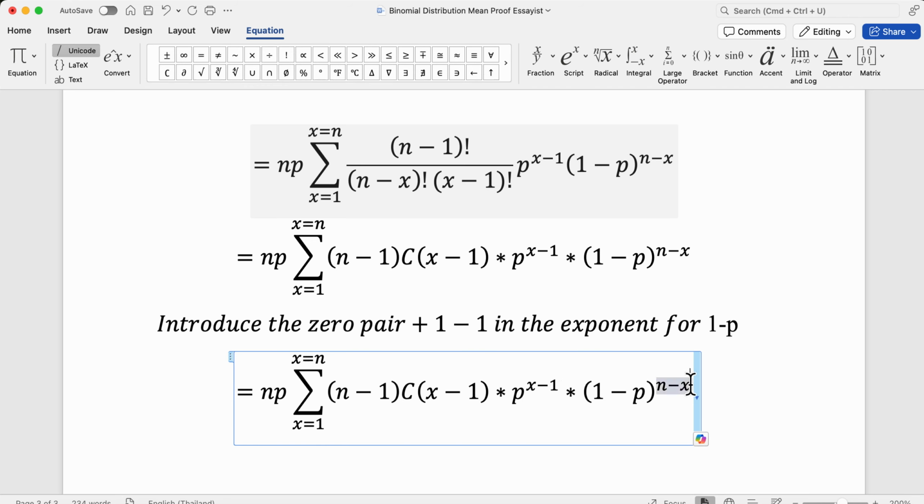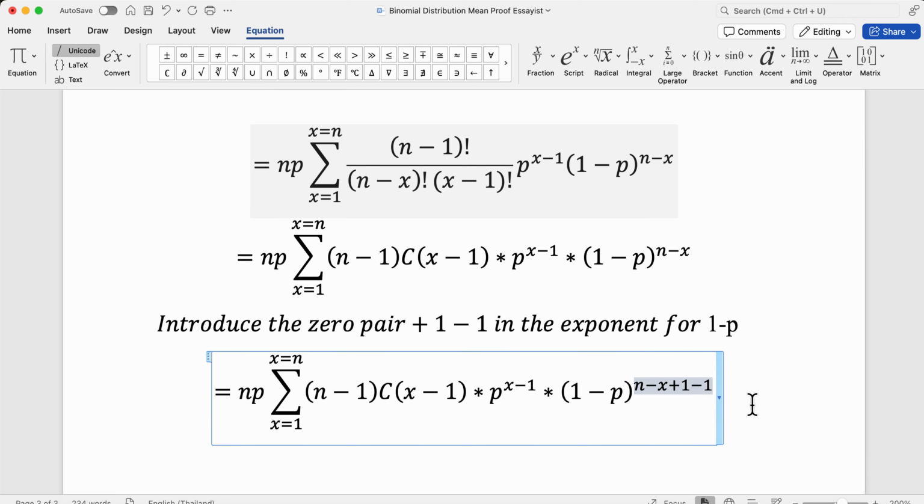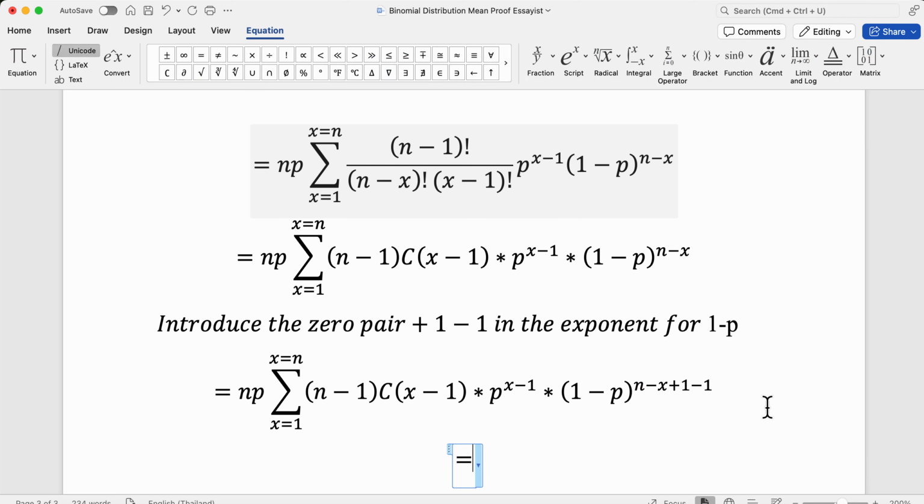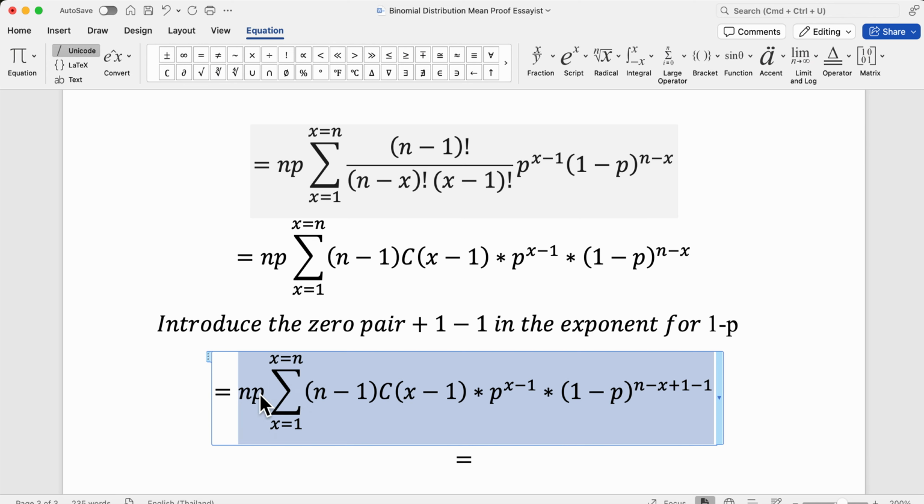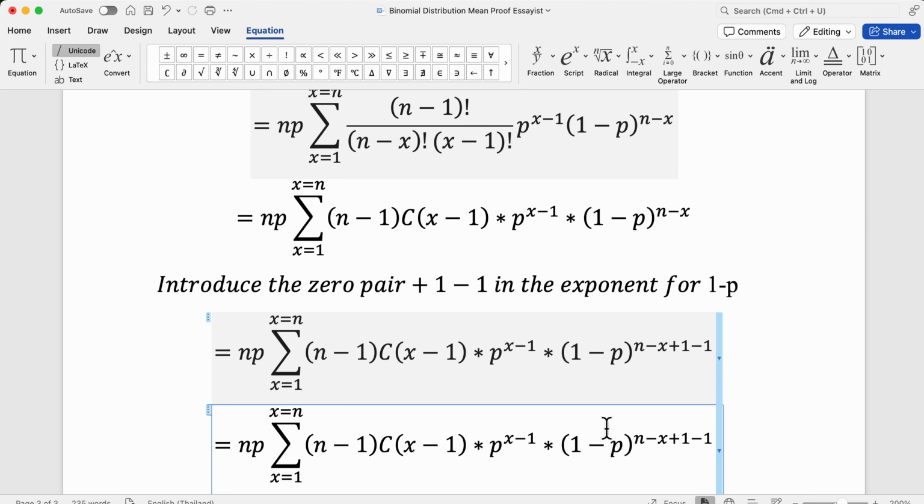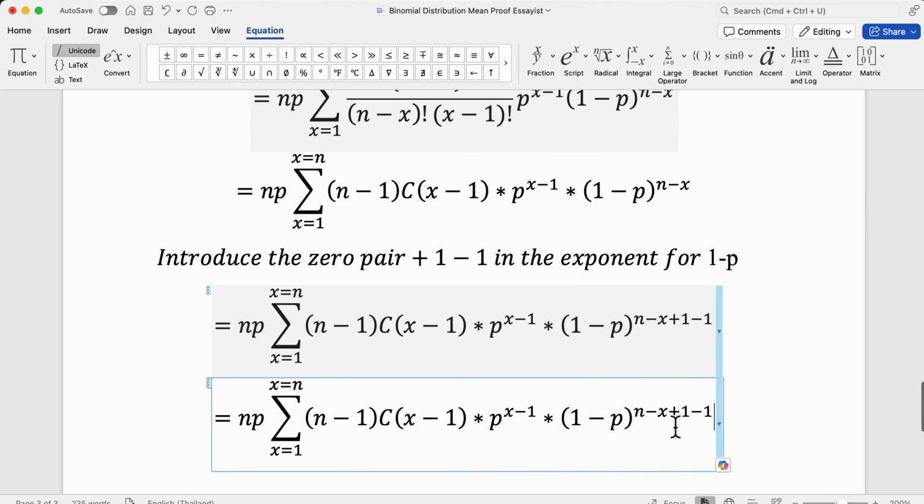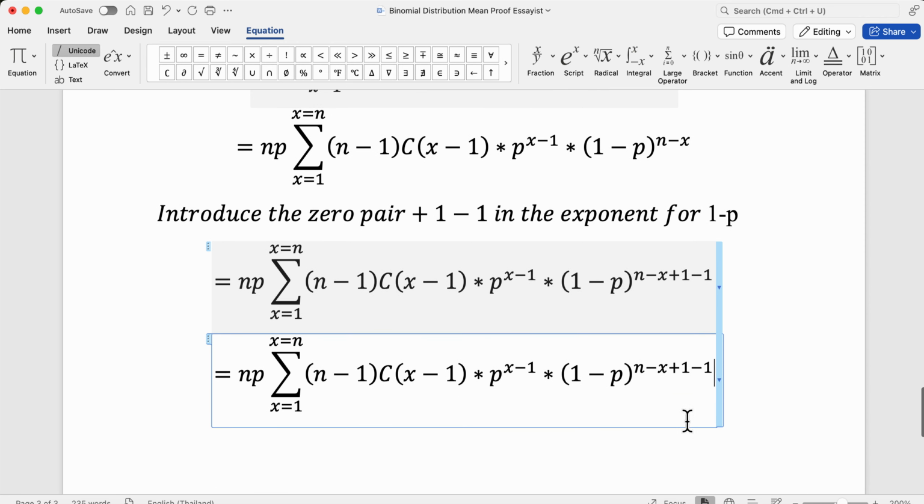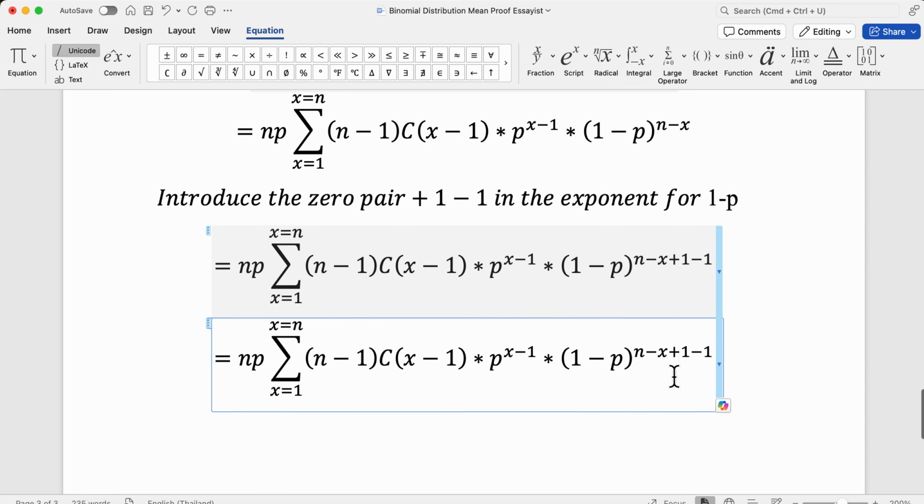Have this here, then we get plus 1 minus 1 over here, but we're going to manipulate it in a weird manner. Now we're going to commute the ones, or rearrange them. So I'm going to get n minus 1.